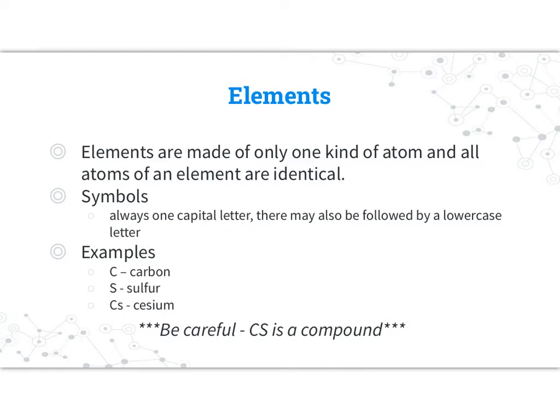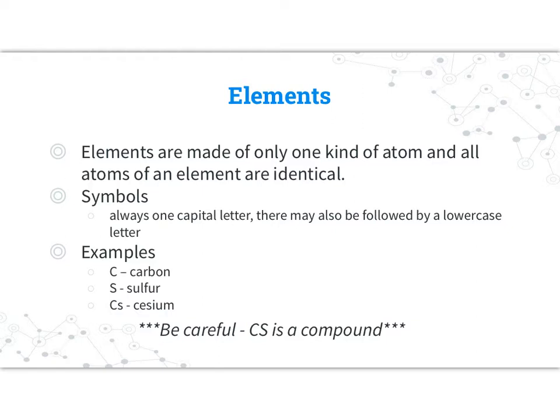These symbols always include one capital letter, and they may also be followed by a lowercase letter. This is kind of optional. Not every element has 2 letters in their symbol. For instance, we see that carbon is just a capital C. Remember, the first one always has to be a capital letter.